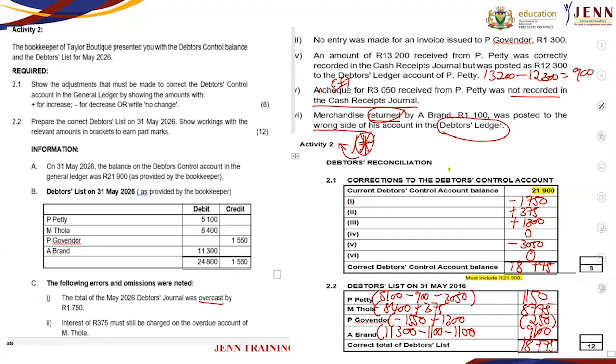Anyone who still has questions, I will open this moment for questions on our debtors reconciliation. Any school, by show of hands? I'm waiting for any questions on the debtors reconciliation. If there's still clarity that is needed by you guys.